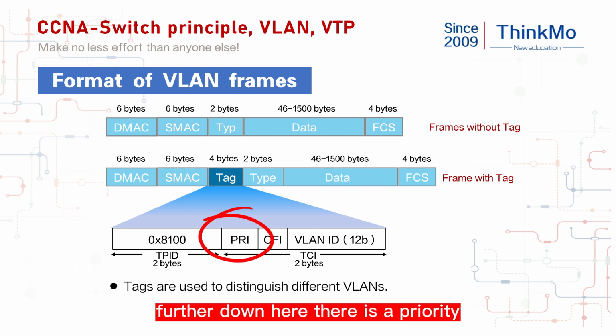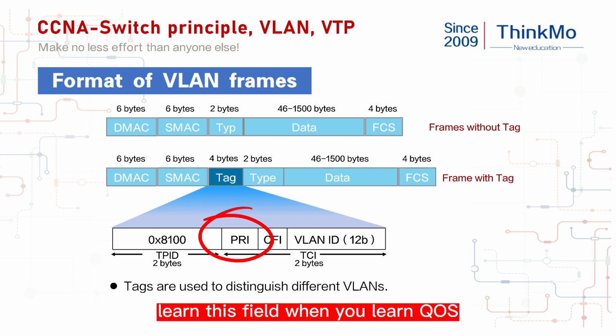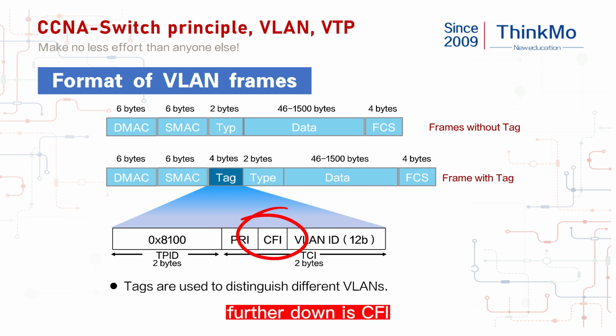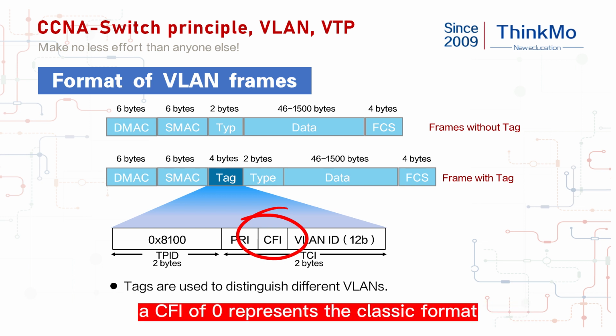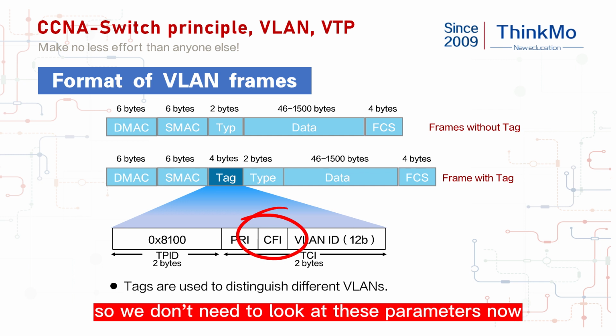Further down here there is a priority. It represents the priority of VLAN data. In the future, you will learn this field when you learn QoS in the IE stage. Let's not look at this for now. Further down is CFI. It represents whether this frame is a standard format. A CFI of 0 represents the classic format. A CFI of 1 represents a non-classic format. It's almost always classic now. So we don't need to look at these parameters now.